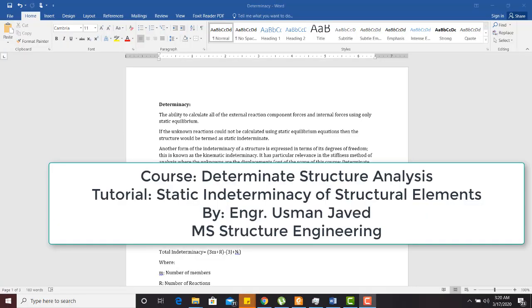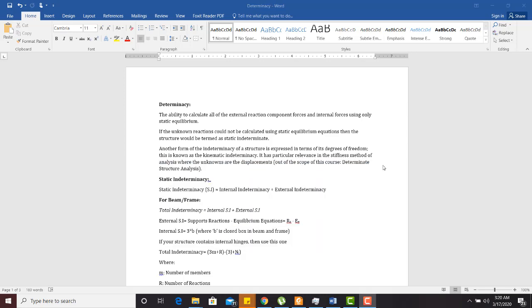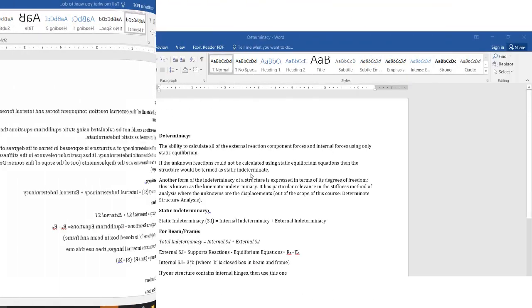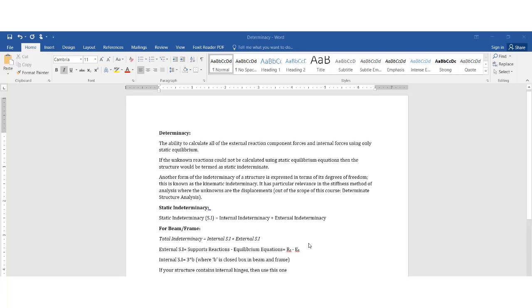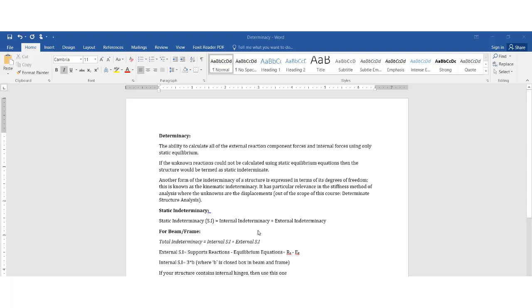In this video tutorial, we will study the static indeterminacy of structures. Structures include beam elements, frames, and trusses. First, we must have an idea about the determinacy. Determinacy is the ability to calculate all internal and external forces using the equilibrium equations only.